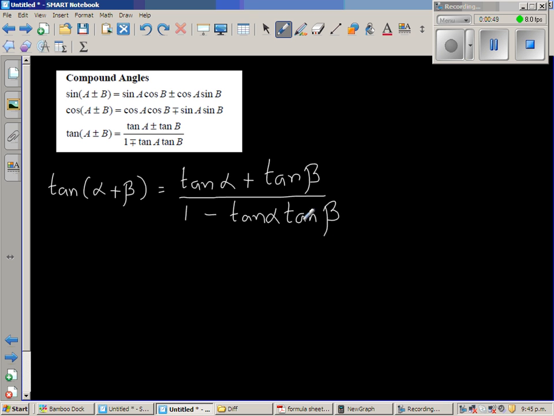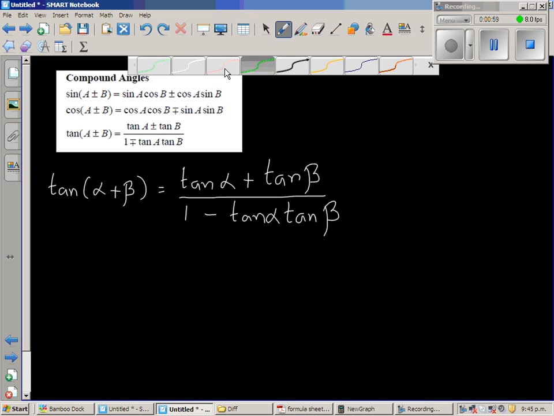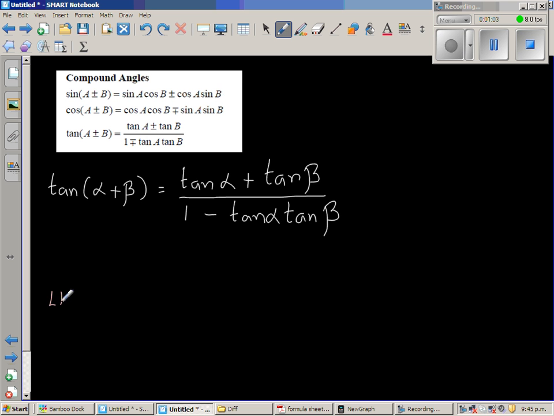In the previous two videos, I proved the compound angle formulas for cosine and sine. So we're going to use that to prove tan alpha plus beta. The left hand side is tan alpha plus beta. Tan alpha plus beta is the same as sine alpha plus beta over cos alpha plus beta.